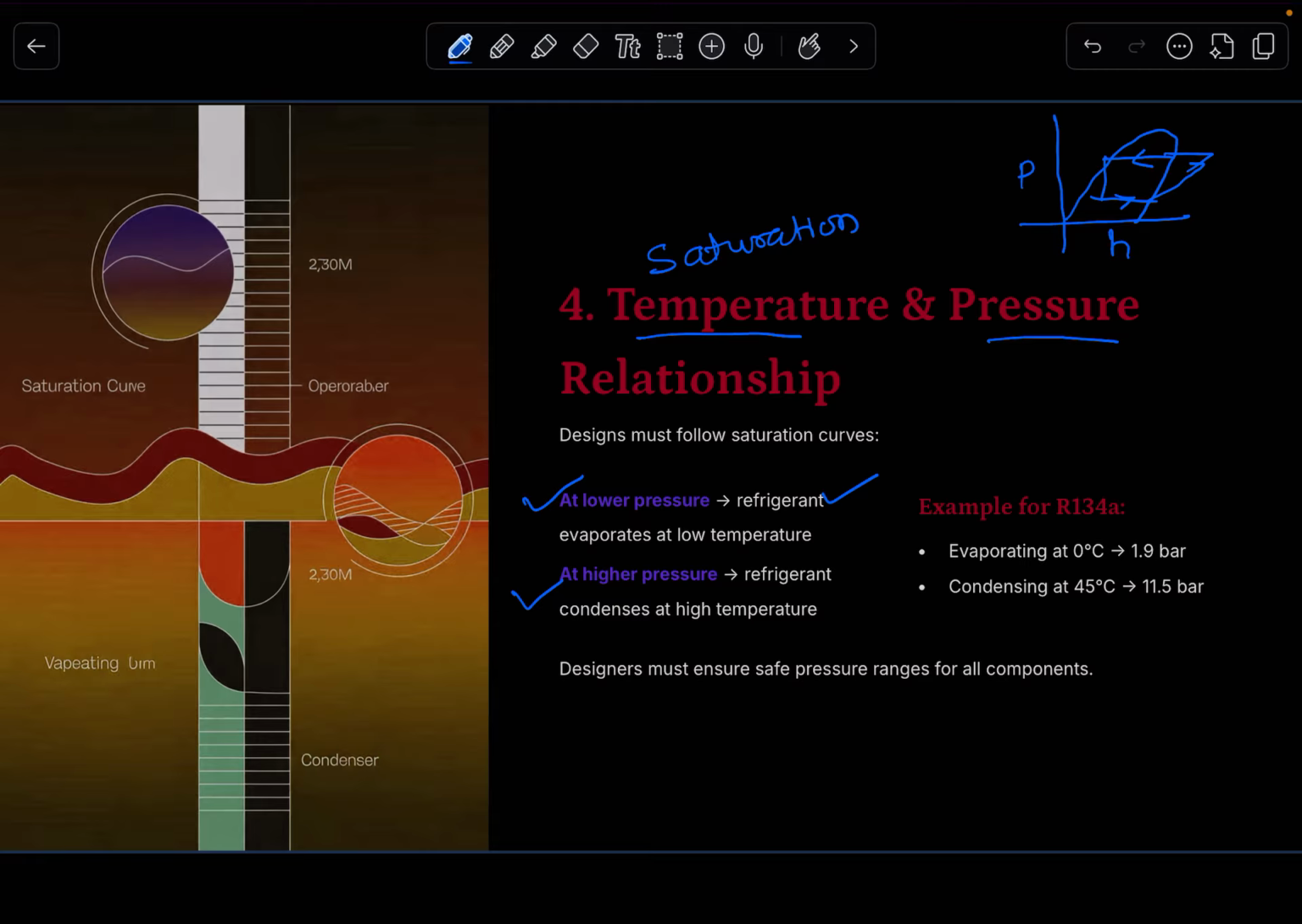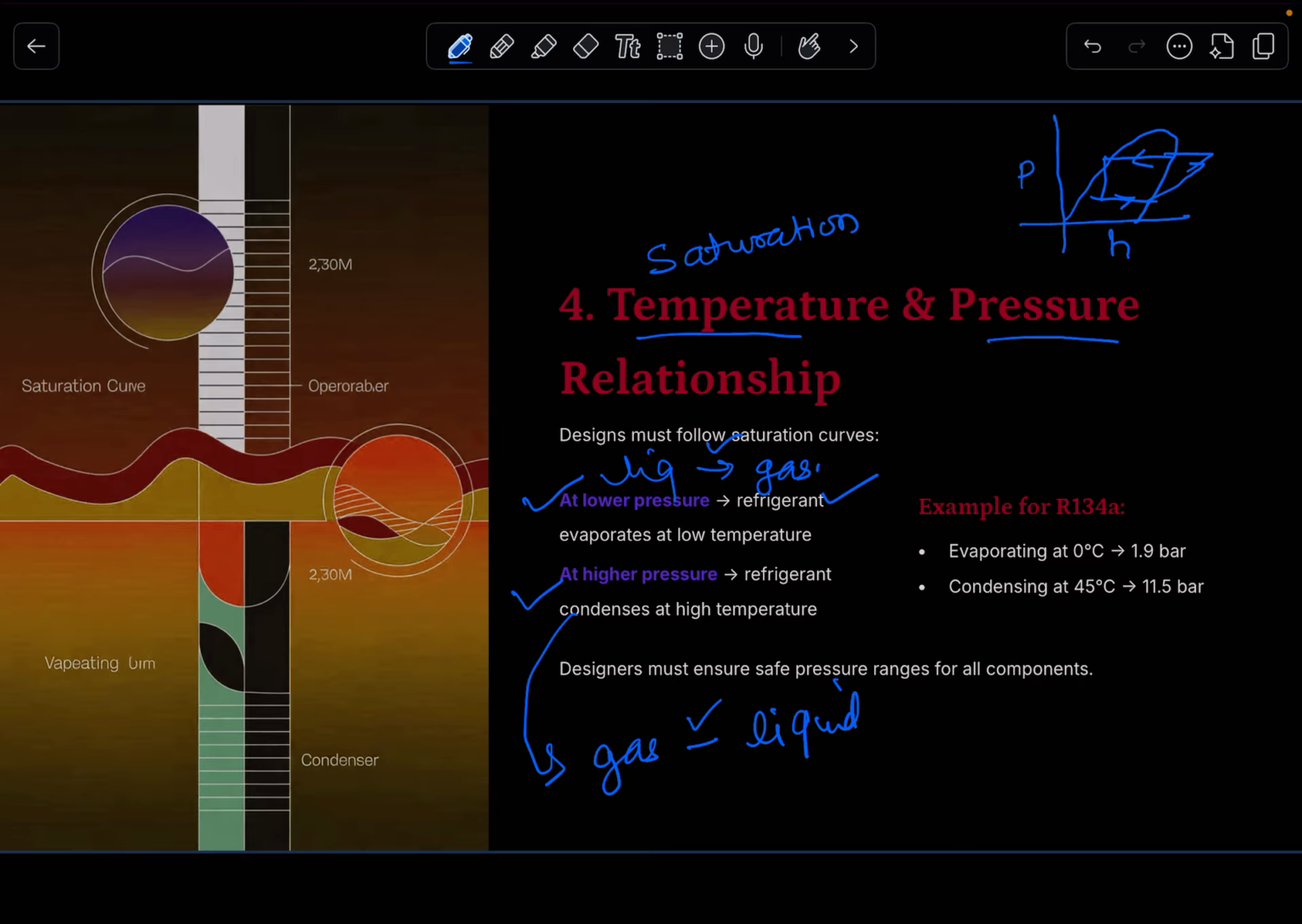If you go on increasing the pressure, the saturation temperature increases. And the speciality of a refrigeration system is that we need to change the refrigerant from liquid to gas at lower pressure, and we need to condense this gas back to liquid at a higher pressure. Or in other words, we need to evaporate the liquid at lower pressure in the evaporator, and we need to condense the gas back to liquid at a higher pressure in the condenser. Okay, and typically the refrigerant should have a very low boiling point.